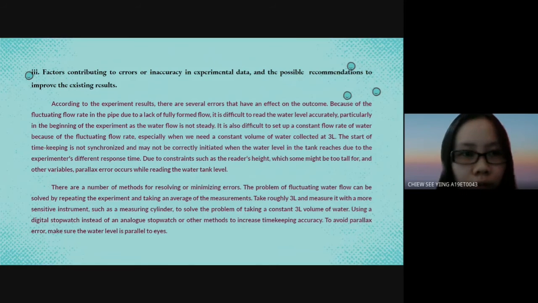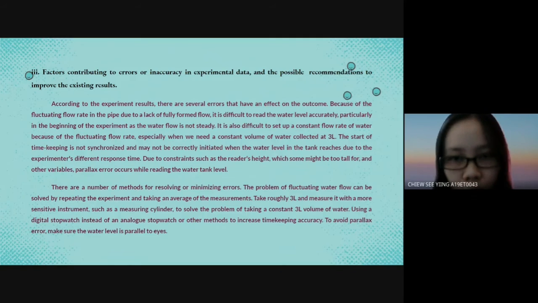Because of the fluctuating flow rate in the pipe due to a lack of fully formed flow, it is difficult to read the water level accurately, particularly at the beginning of the experiment as the water flow is not steady. It is also difficult to set up a constant flow rate of water because of the fluctuating flow rate, especially when we need a constant volume of water collected at 3 liters.